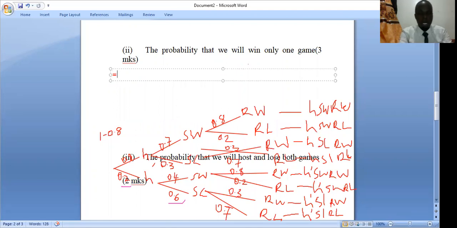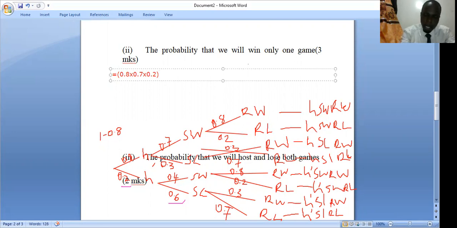So, meaning that the probability that we will host and the probability that we will win only one game, either we host, and if we host, you can see the diagram there, the probability of hosting is 0.8. If we host, it becomes 0.8 times. And then we just want that we only win one game. So we host, we win soccer, 0.7. That is the probability of winning soccer. We lose rugby, and if we lose rugby, it becomes 0.2.